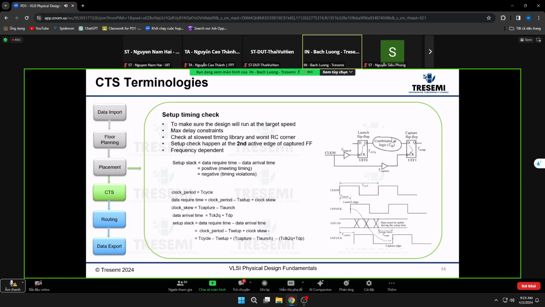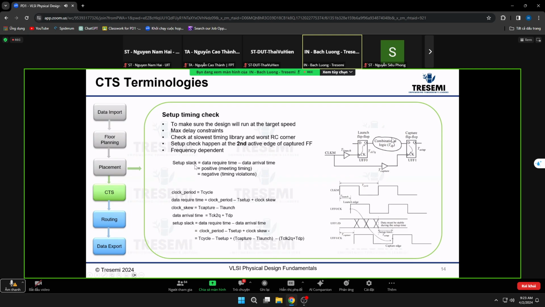Okay, before CTS, in placement, we talked about the setup timing check. We discussed the setup slack and so on before, but that was with zero clock delay, meaning there's no clock skew. So now how do we calculate setup slack, or the setup timing check, with the clock skew involved? Like before, when we do the setup check, we check at the slowest timing library and worst RC. We know the setup check happens at the second active edge of the capture flop. Now you understand that this is the capture flop and this is the launch flop. And setup time is frequency dependent, right?